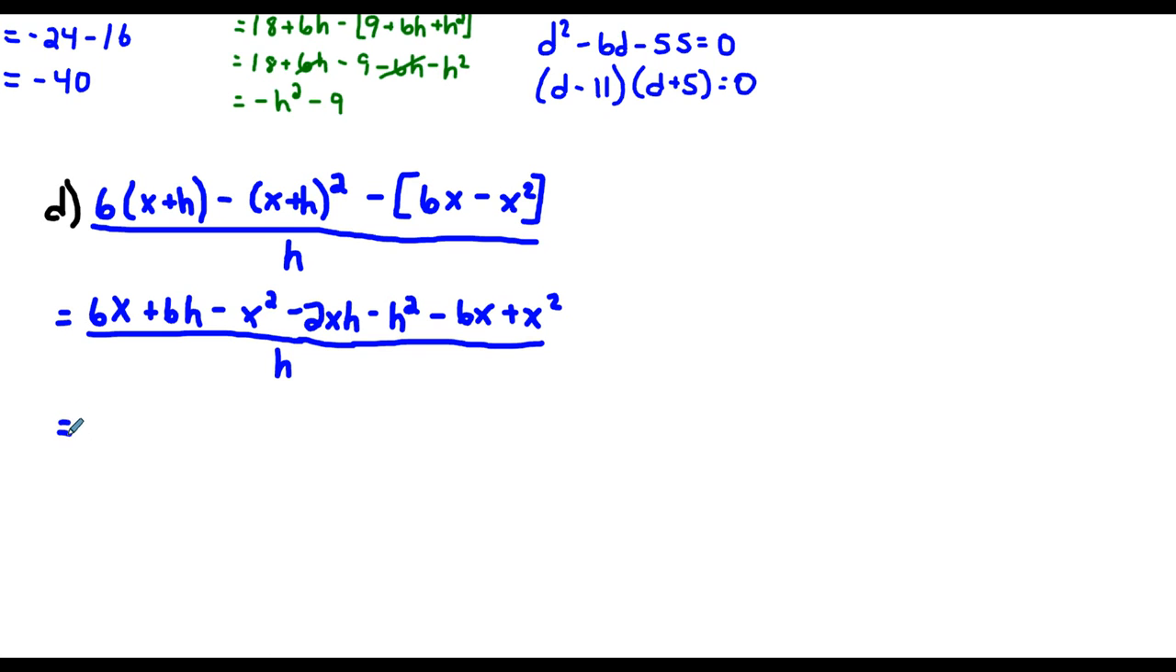So I'm going to combine my like terms. I have a negative x squared and a positive x squared, so those are going to cancel. I have 6x and negative 6x, so those will cancel. I have a negative h squared, I have a negative 2xh, and I have a 6h.